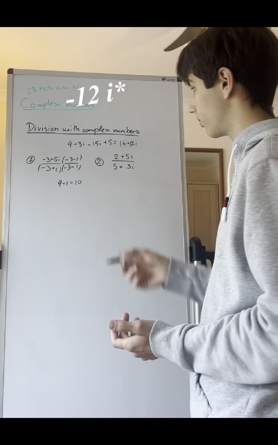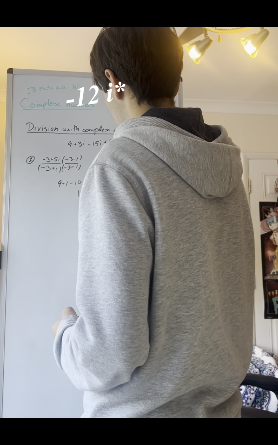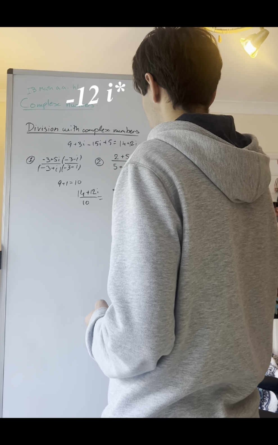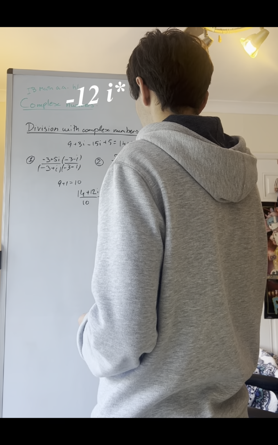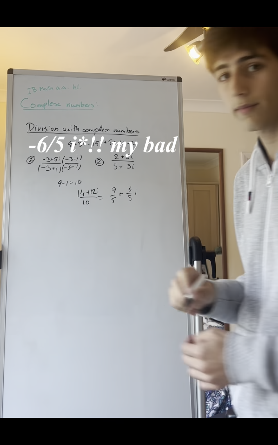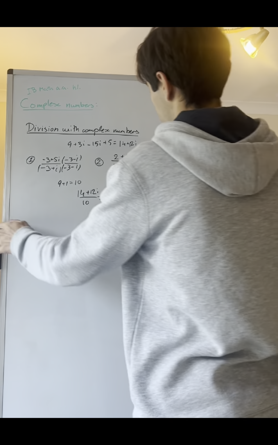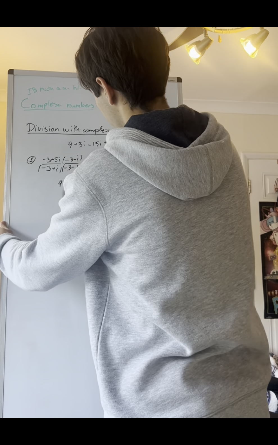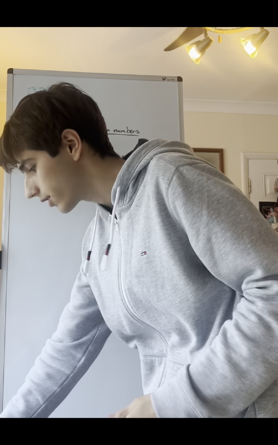Okay, so we can just rewrite this as 14 plus 12i divided by 10, or just you have 14 over 10 is 7 over 5, plus 6 over 5i. Okay, so that's the first question. And moving on to the second, it's the same process for all of these types of questions.